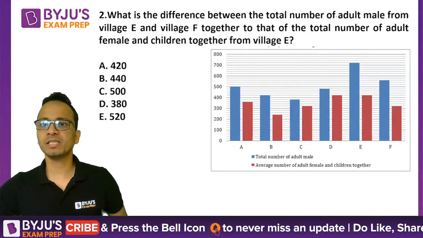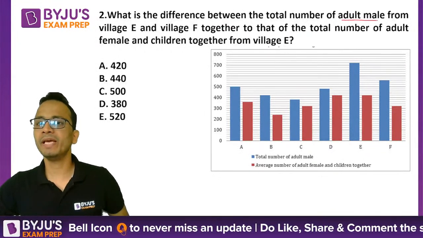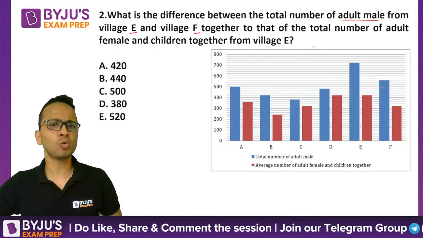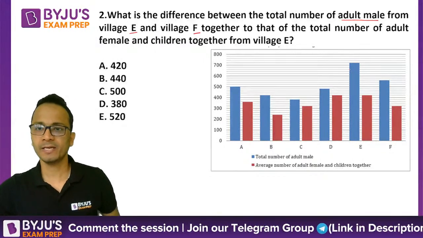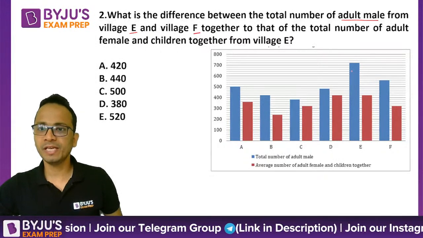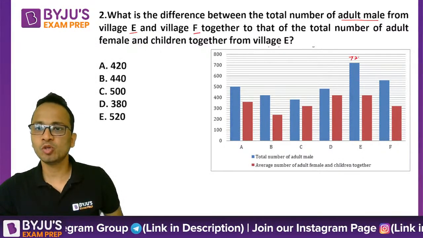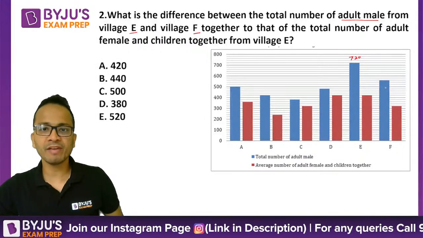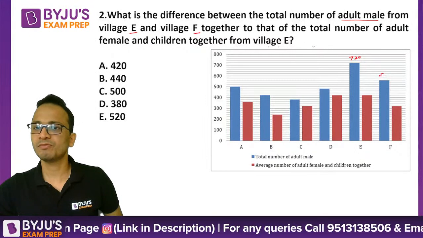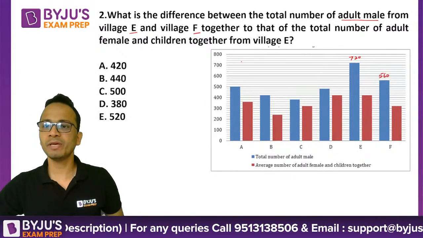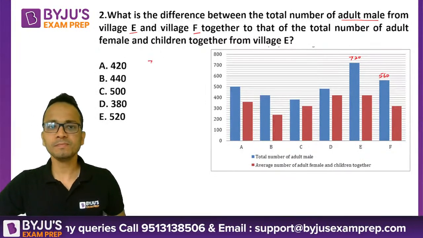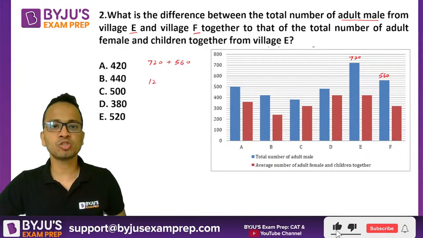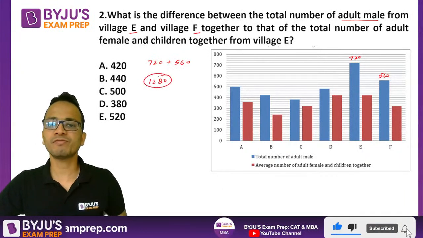The first of it is the total number of adult males from E and F. So village E and village F, let's calculate the total number of adult males. So the number of males in village E is 720 from the graph, and in F it is 560. Yes, 560. So the sum here will be 720 plus 560, that is 1280. So this is the first number.